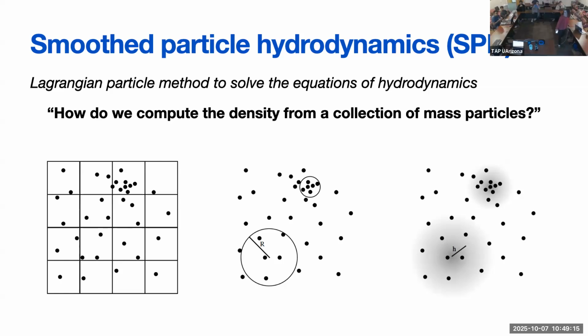I think that the best way to really understand how an SPH algorithm works is to understand how it computes the density. So let's ask ourselves this simple question: how do we compute the density from a collection of particles with a given mass?